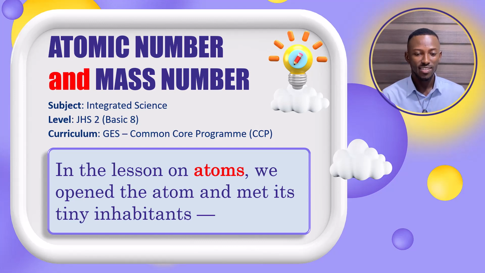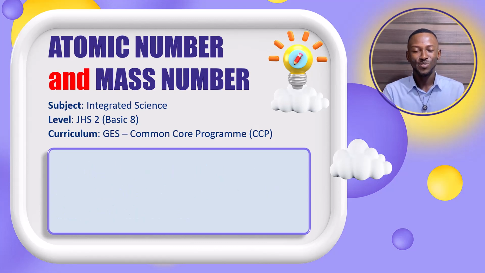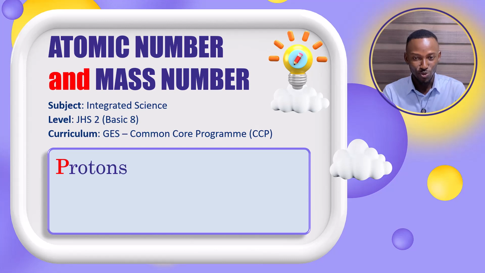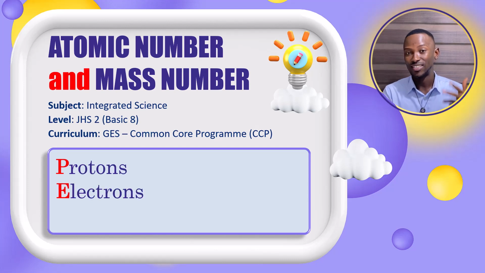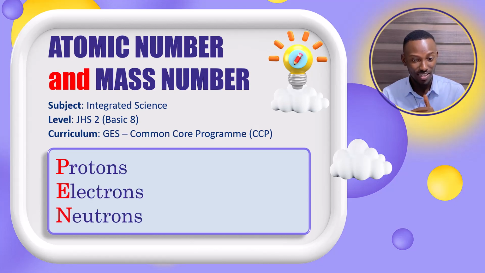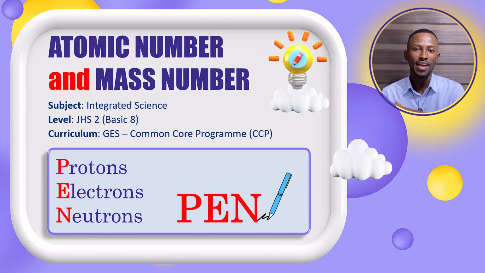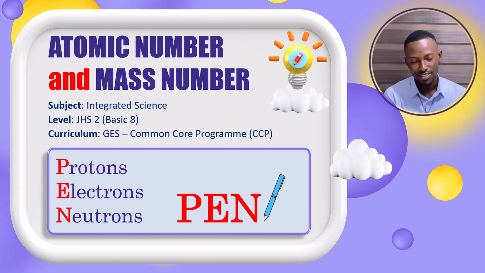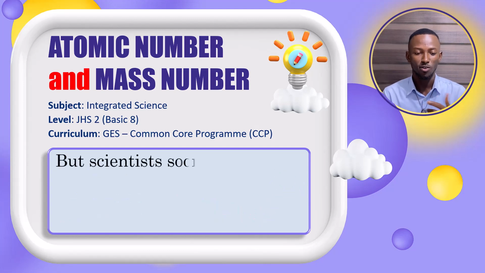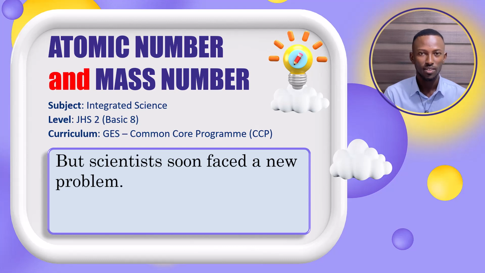In our previous lesson on atoms, we actually opened up the atom and met its inhabitants. And what were those inhabitants? We met the proton, the electrons, and the neutrons, and we discussed them extensively. And then we used PEN, P-E-N, as a way of remembering them. That was quite interesting. If you haven't watched that lesson, then it would be advisable to watch that before watching this, because this is a continuation of the previous lesson.